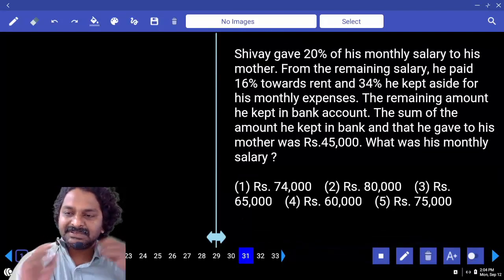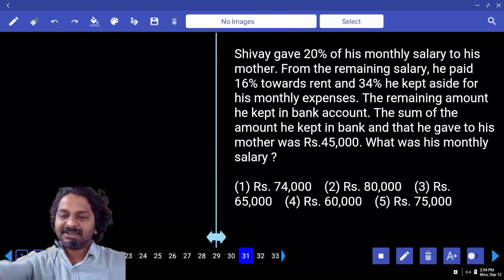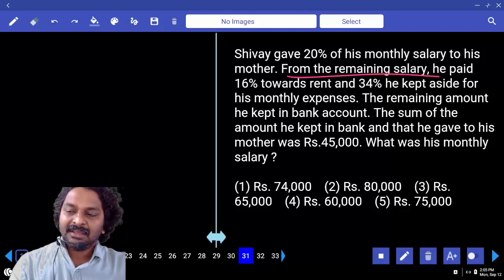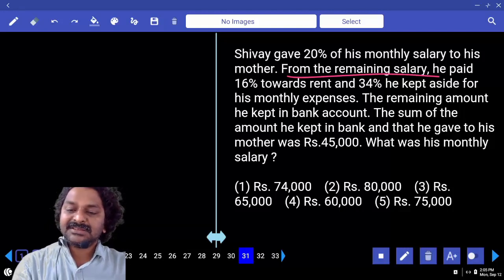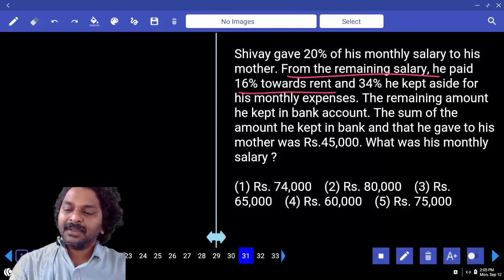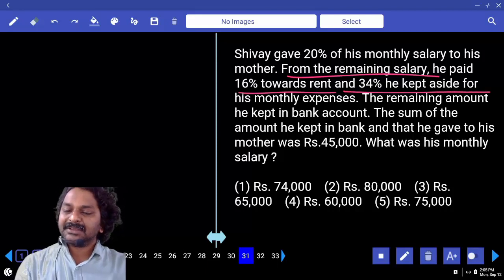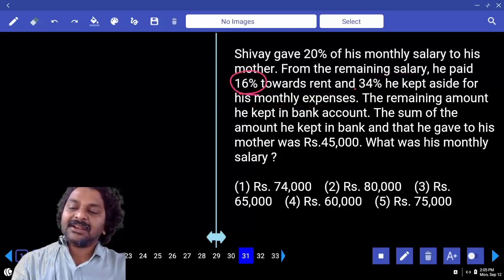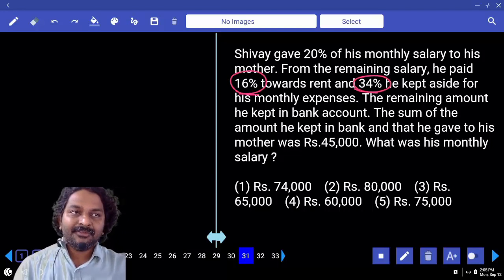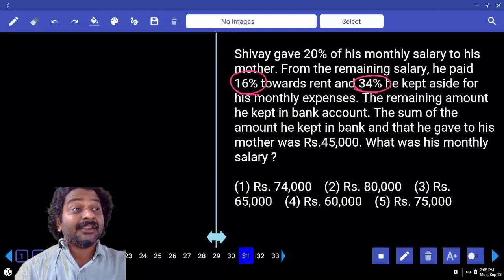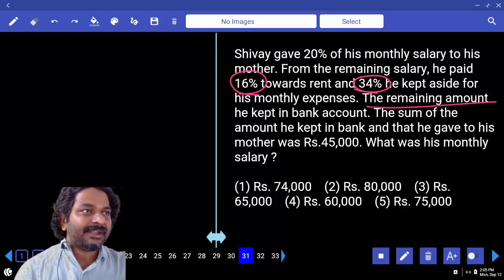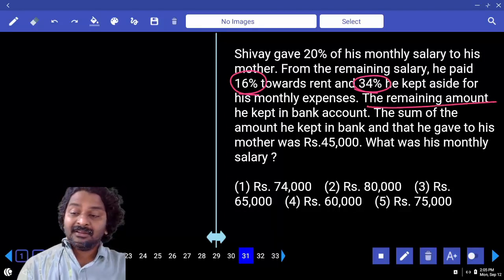Shiva gave 20% of his monthly salary to his mother. From the remaining salary, how much is remaining? 80%. He paid 16% towards rent and 34% he kept aside for his monthly expenses. See, 16 and 34, how much is that? 50%. 50% calculated on 80, right? The remaining is 50% of 80 only. How much is that? 40%.